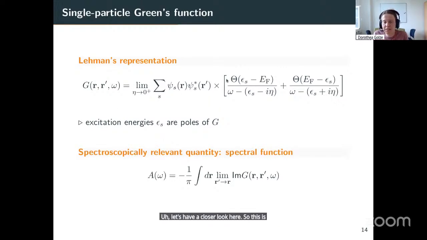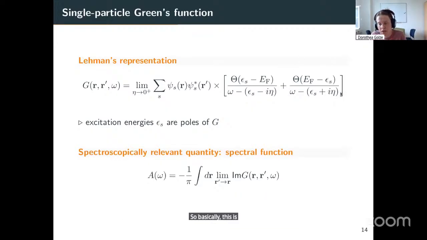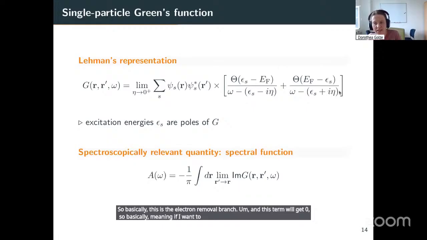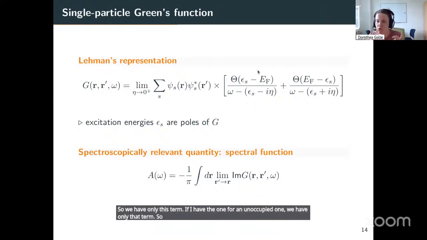So this is the Heaviside step function, which becomes 0 for negative arguments. So basically, this is the electron removal branch, and this term will get 0. Meaning if I want to compute the removal energy of an occupied state, we have only this term. If I have the one for an unoccupied one, we have only that term. So in this way, the time ordering is also kept directly.